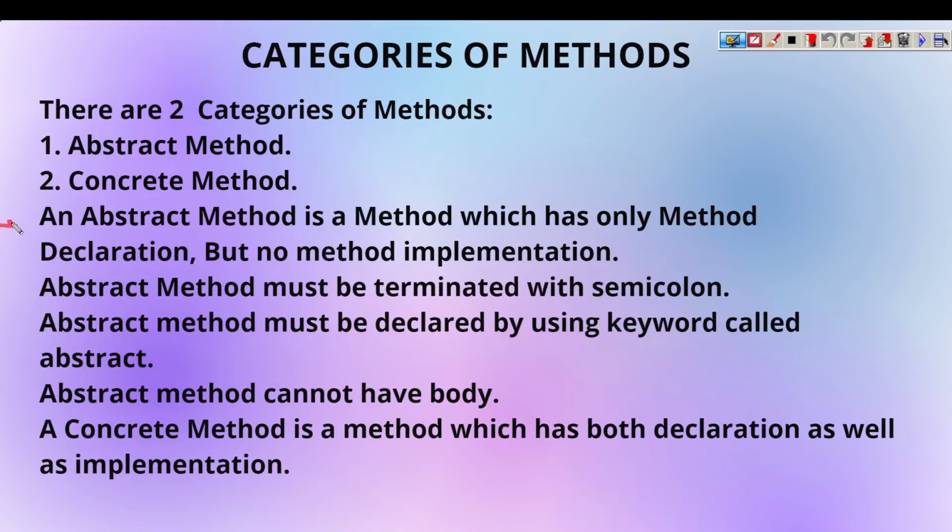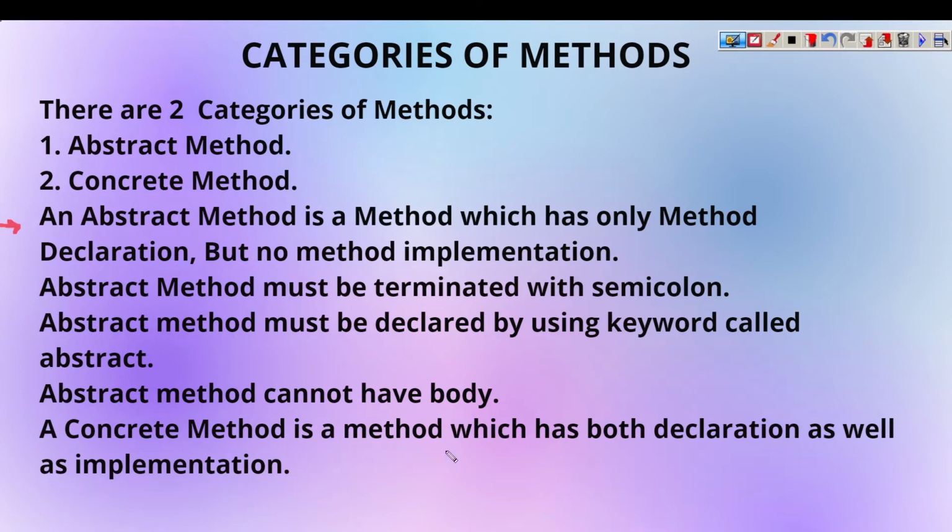An abstract method is a method which has only the declaration but no implementation. An abstract method must be terminated with a semicolon. An abstract method must be declared by using a keyword called abstract. An abstract method cannot have a body.